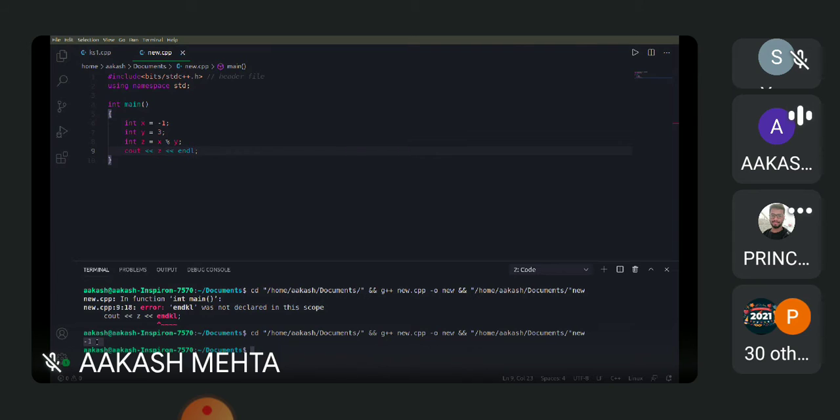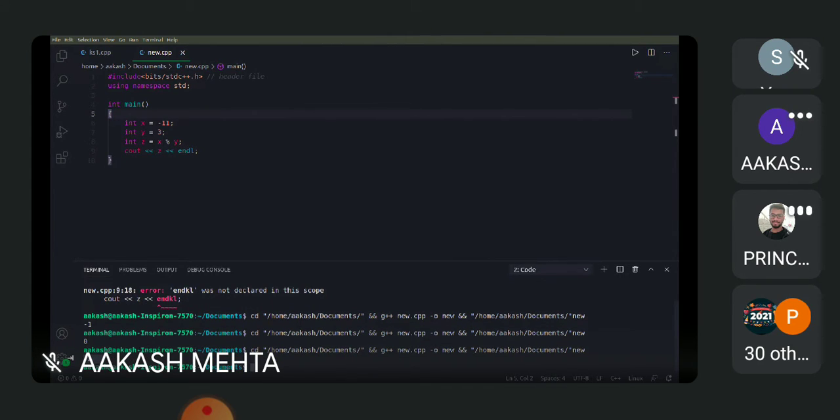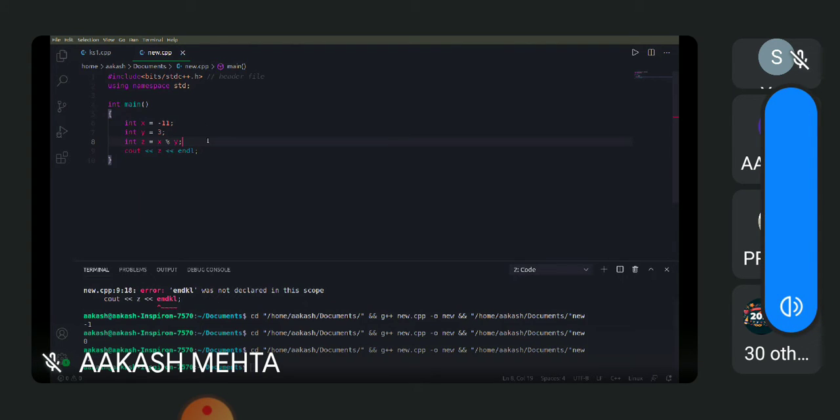It will give some modulo remainder definitely. Let's say if it's even minus 9, I think it will give 0. If it's minus 11, it will give minus 2. It will give you a remainder, but see, it is negative.